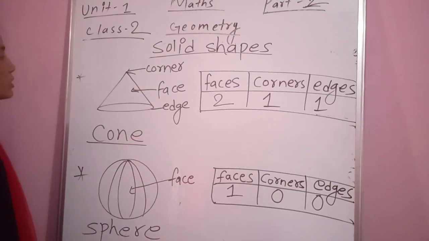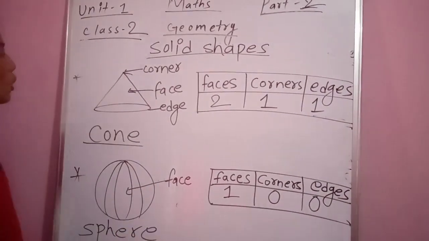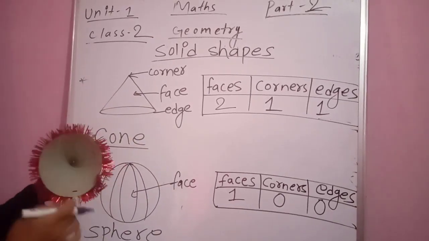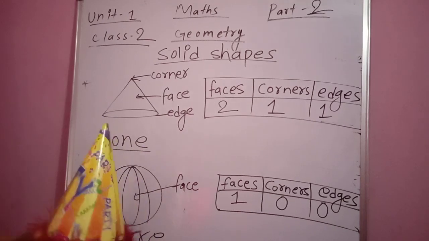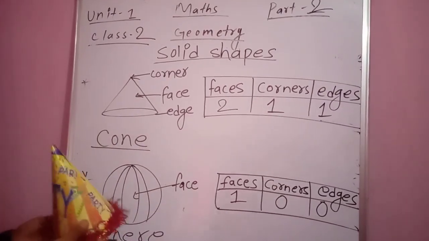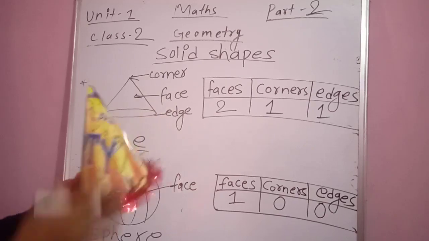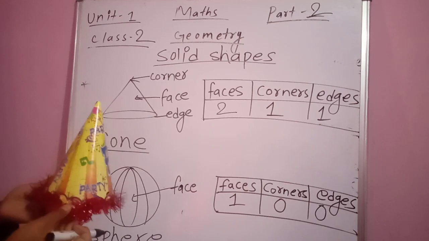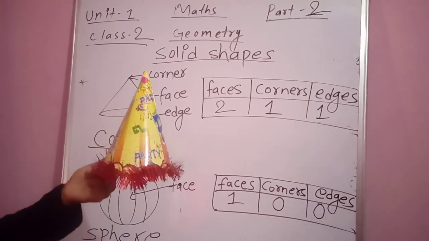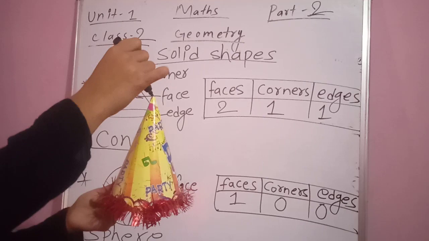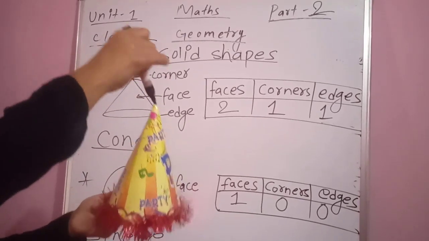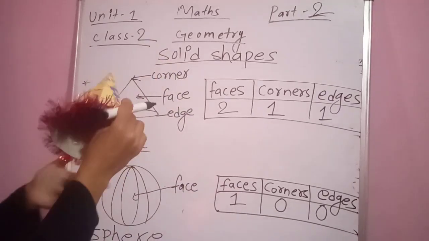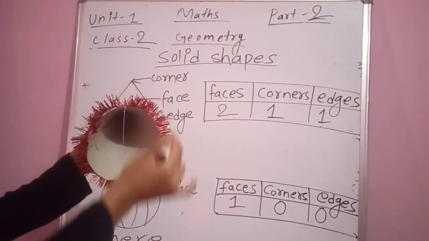Now I am going to show one instrument that is similar to this cone, and that is your birthday cap. I think you know all about the birthday cap, that you usually use while you are celebrating the birthday party of yours or anyone's friends. So this is in a conical shape. Look, through this instrument I am going to show the faces, corners and edges of a cone. So this tip is called the corner of the cone. Likewise this part is called the face, and this part is called the edge.